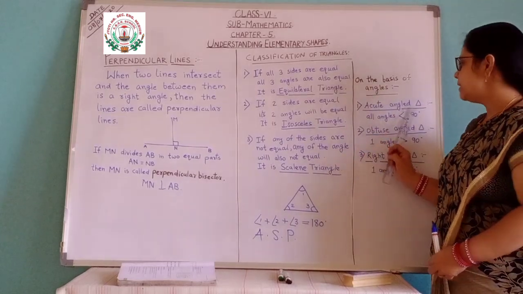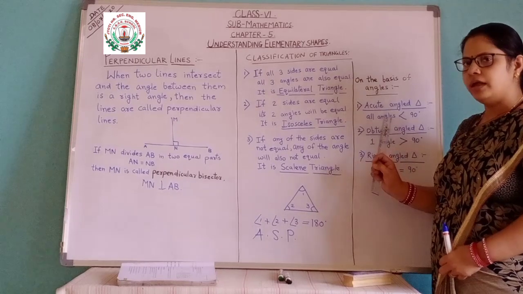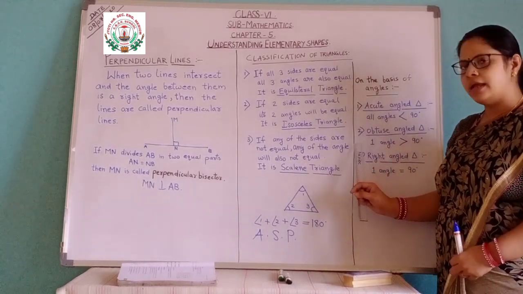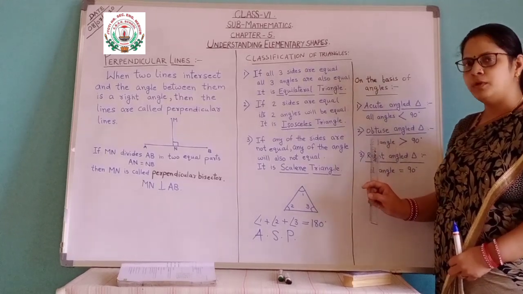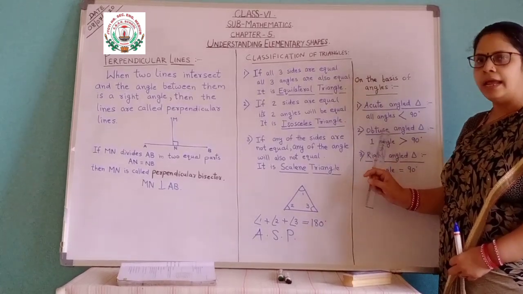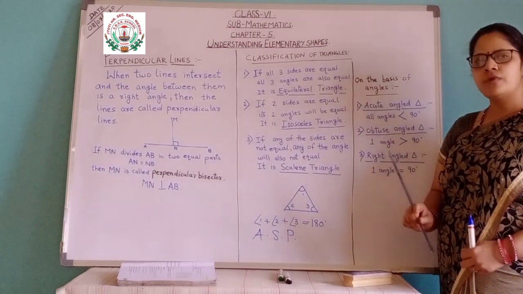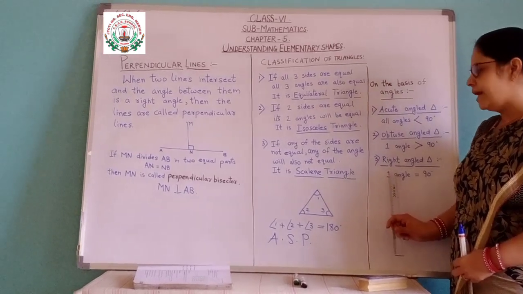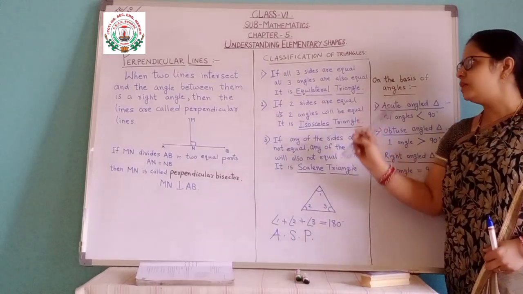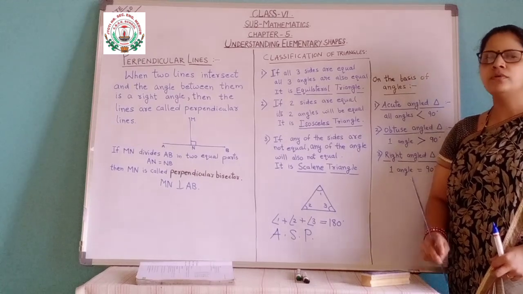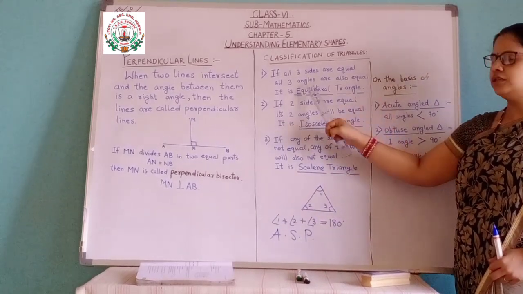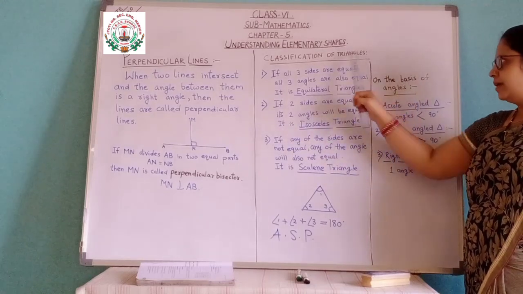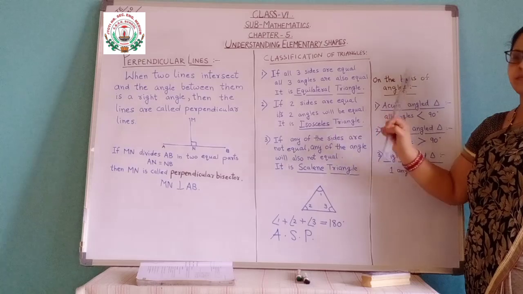So if all the angles are less than 90 degrees, meaning acute angles, that is called an acute angled triangle. If only one angle is greater than 90 degrees, that is an obtuse angle, then it is called an obtuse angled triangle. And if only one angle is a right angle, that is 90 degrees, that is called a right angled triangle. These are the classification of triangles on the basis of angles. This is the classification on the basis of sides, and this is the classification of triangles on the basis of angles.